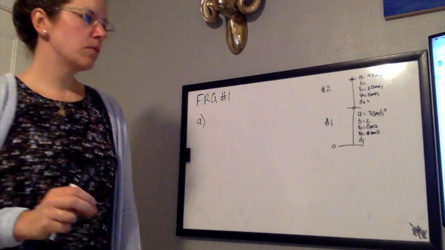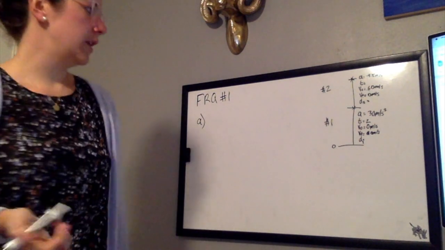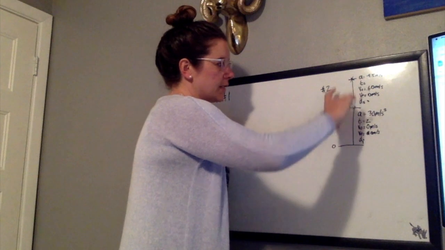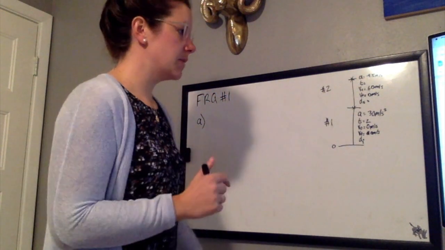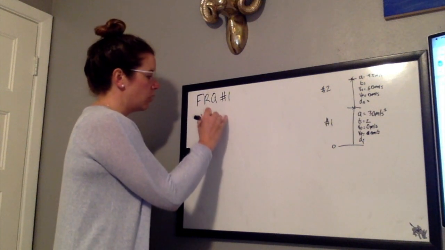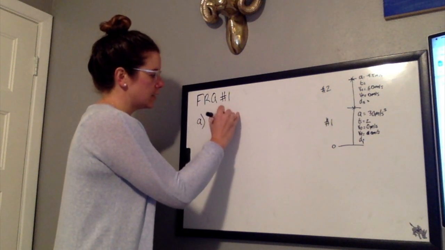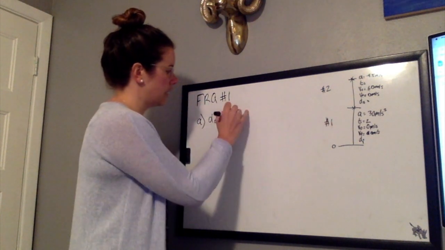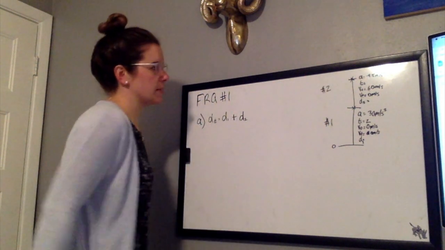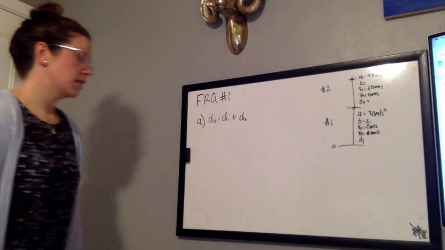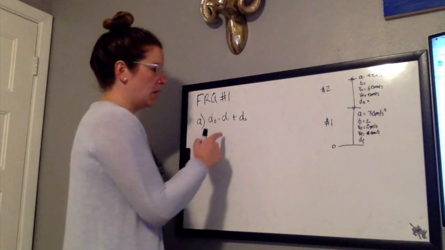Part B says, what is the maximum height the rocket will reach? So we have this distance and this distance here. We're going to solve these in two different parts and add them together. I'm going to write the total distance is equal to the distance it travels while it's accelerating plus the distance that it continues up while it's in free fall. We'll call that distance 1 and distance 2.